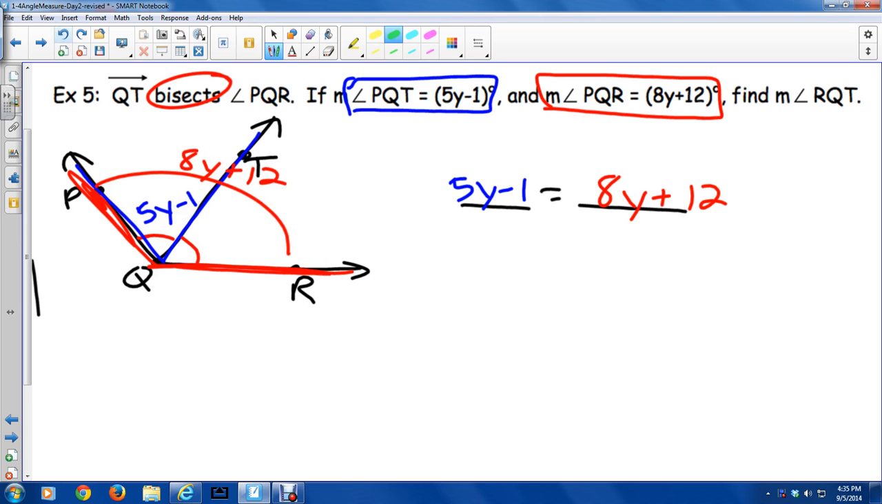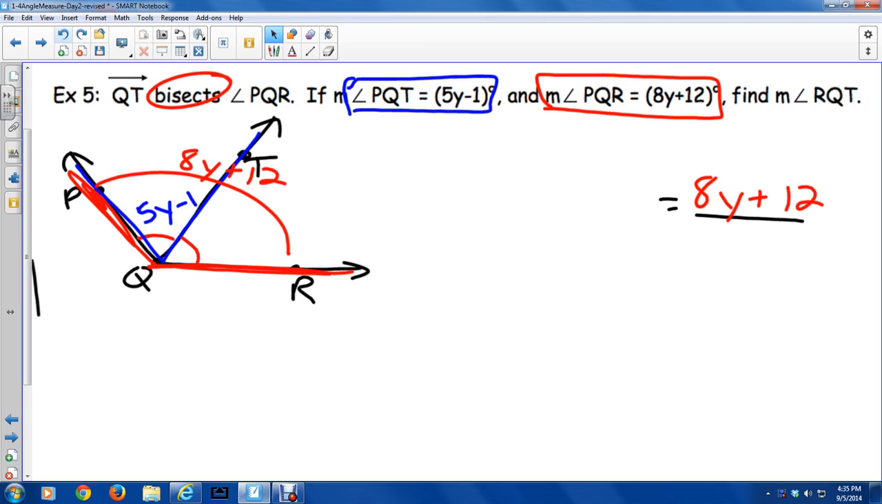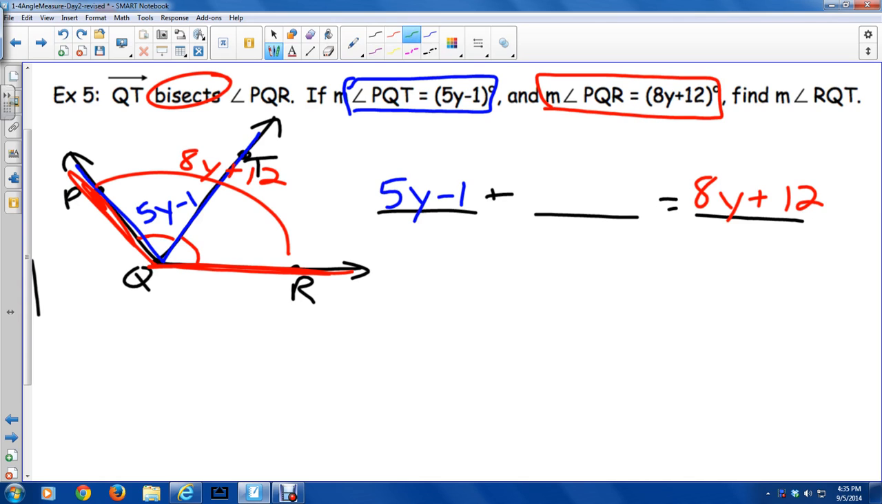So what can I do instead? Well, it looks like the 8y plus 12 is the whole, which means that I'm going to have to go back to my other equation that tells me something plus something equals the whole, a part plus a part. And we definitely can confidently say 5y minus 1 is one of my parts. What is the other part? That is the trick of this question. You got to be able to figure out, what can I do with this angle? Okay, think about it. What do we know about that angle?